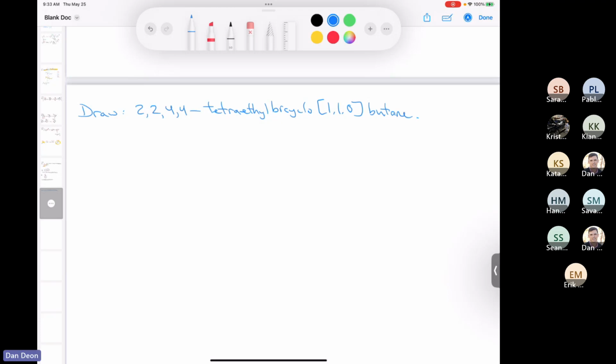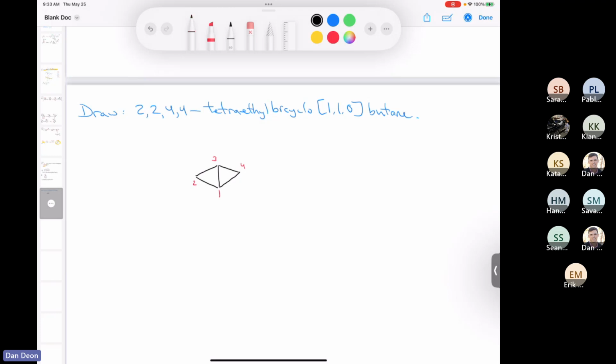All right, so if we want to draw this compound, we've got a bicyclobutane. So we're going to draw our 2 bridgehead carbons. Then we've got a bridge with 1 carbon, another bridge with 1 carbon, and then there's no third bridge. So then if we would number this, since it's symmetrical, you could go 1, 2, 3, 4, like that. So we have 2, 2, 4, 4 tetramethyl.